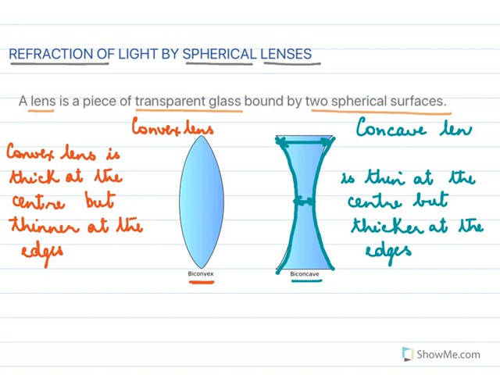So to recap this slide, we have two lenses, one is a convex and one is a concave lens. And lenses, if you see, are bound by two spherical surfaces. Like in this case, this surface is spherical, it's not a plain surface, it's a spherical surface. The concave also is bound by two spherical surfaces.